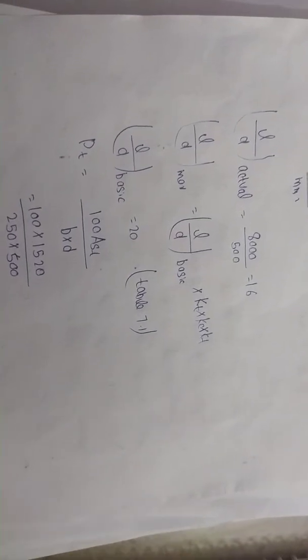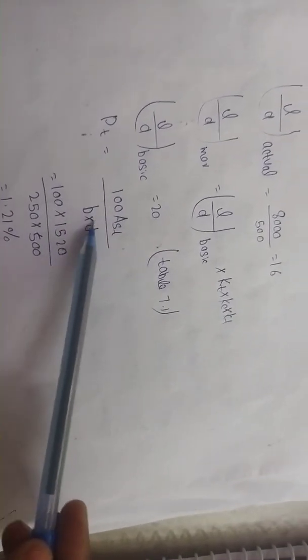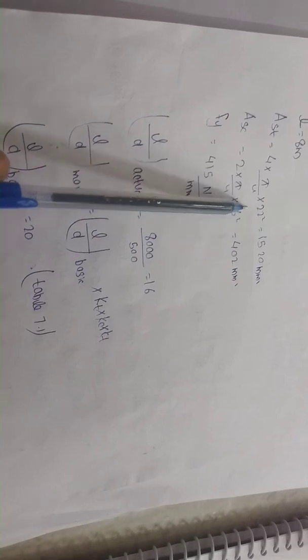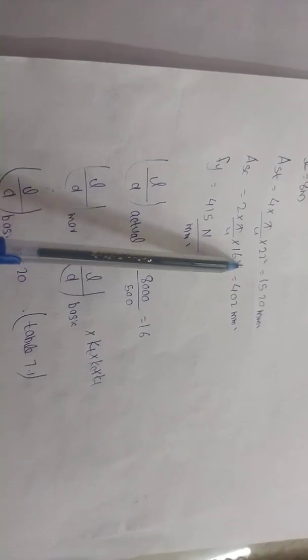So after finding L divided by D actual, we want to calculate L divided by D max, but we want the PT value. So how to calculate it? 100 AST divided by B into D. Just substitute all the values. AST we want to calculate for 4 tensile bars with 22 mm diameter. So AST is calculated as 4 into pi by 4 into 22 square. ASC is 2 into pi by 4 into 16 square.